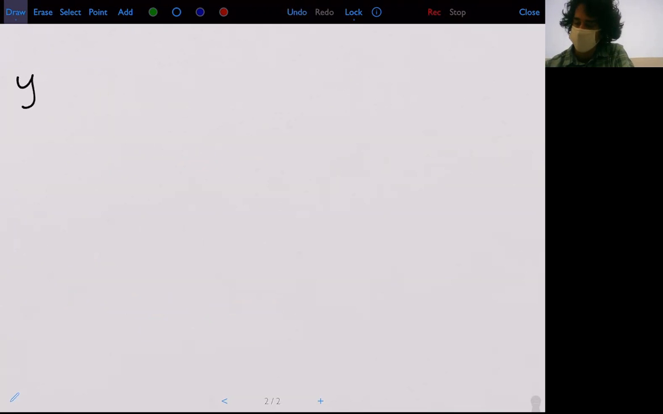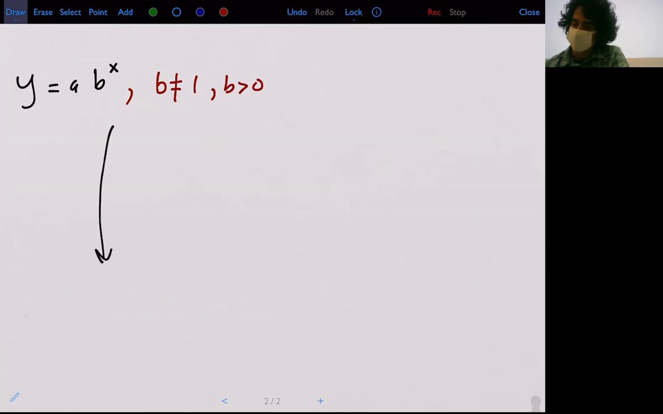And the first one is just the exponential equation. y is equal to ab raised to the x. So we have restrictions on what b can be. It can't be equal to 1, and b has to be greater than 0. And in section 6.2, we study transformations of this equation. So in other words, we're looking at how shifting the graph changes how we write this equation down.